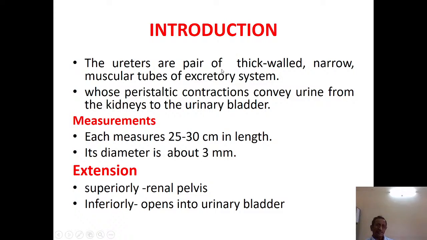Now, the ureters are a pair of thick-walled, narrow muscular tubes of the excretory system, whose peristaltic contractions convey urine from the renal pelvis of the kidney to the urinary bladder. This measures about 25 to 30 centimeters in length and the diameter is 3 millimeters, a very small diameter.